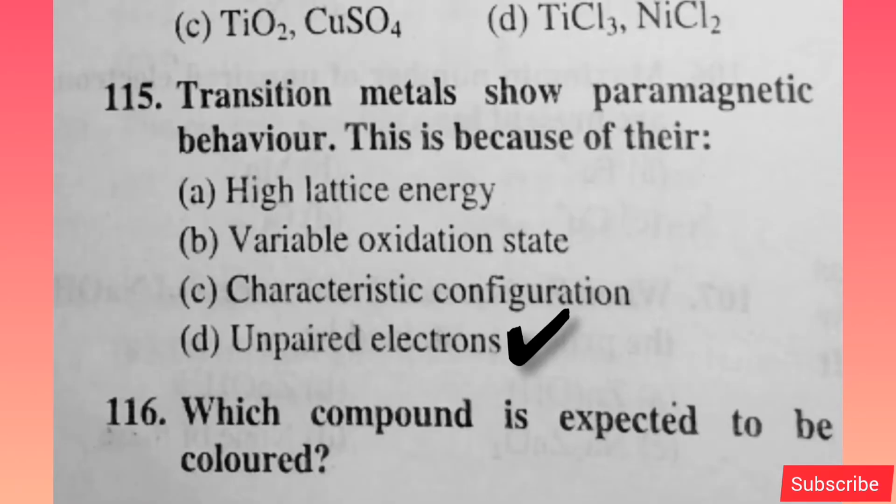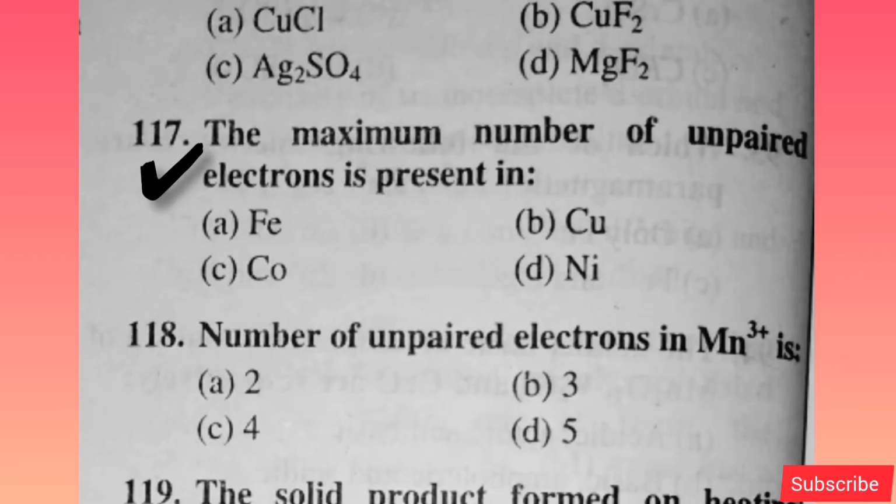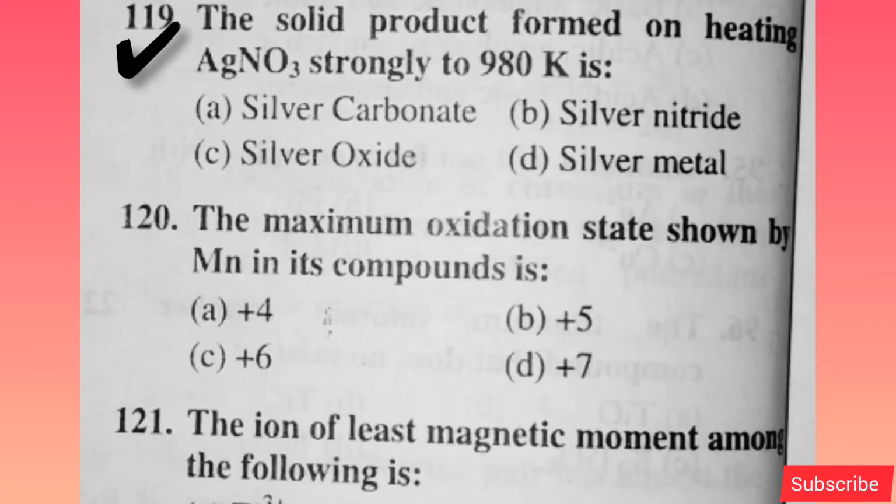Option D is correct. Which compound is expected to be colored? Option B is correct. The maximum number of unpaired electrons is present in. Option A is correct. Number of unpaired electrons in Mn3+ is. Option C is correct. The solid product found on heating AgNO3 strongly to 980 Kelvin is.